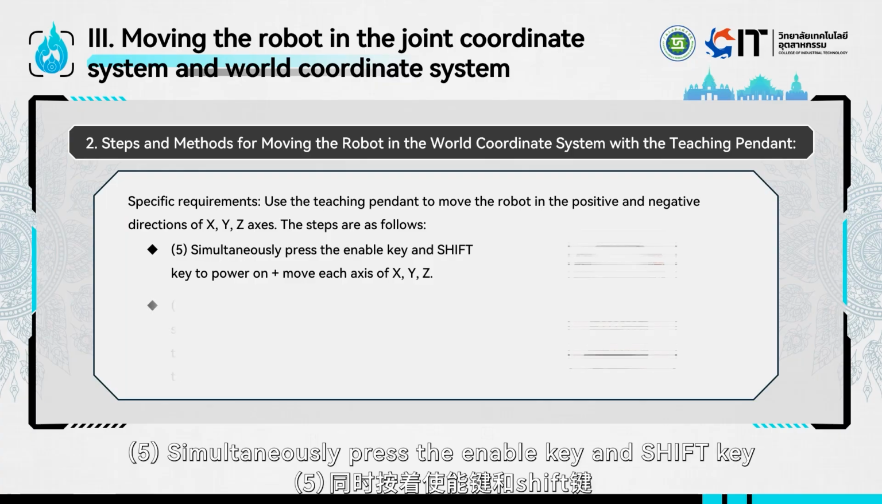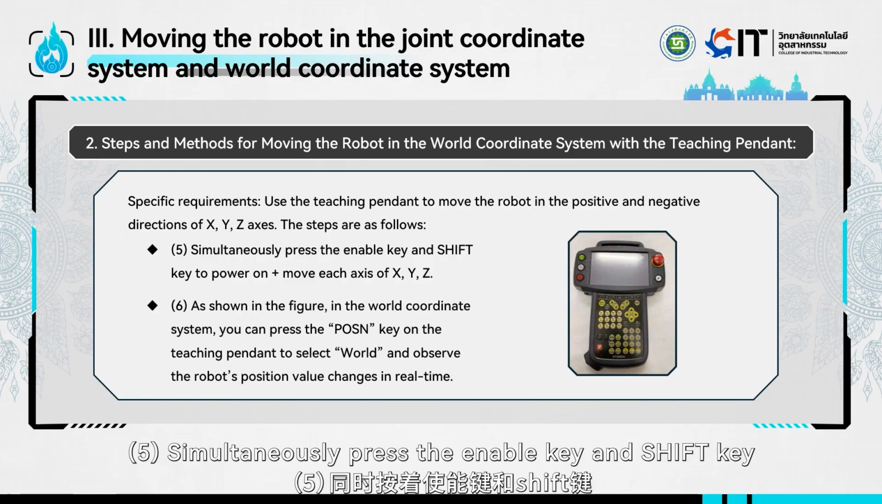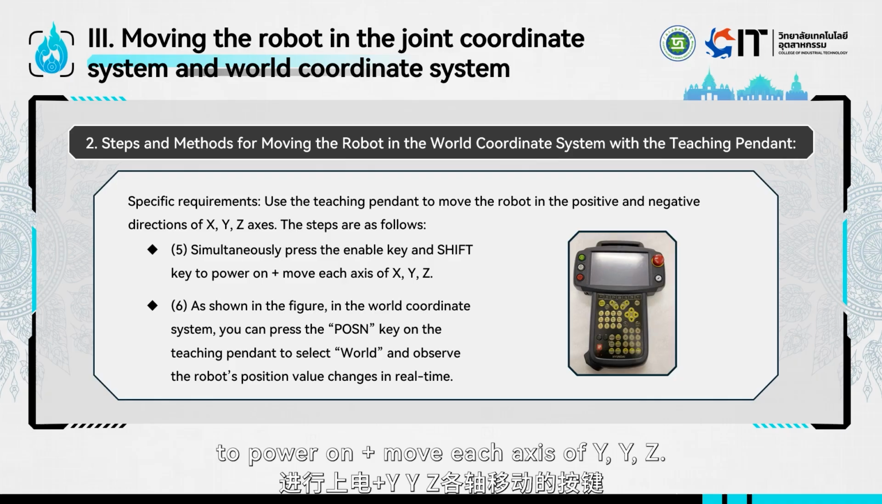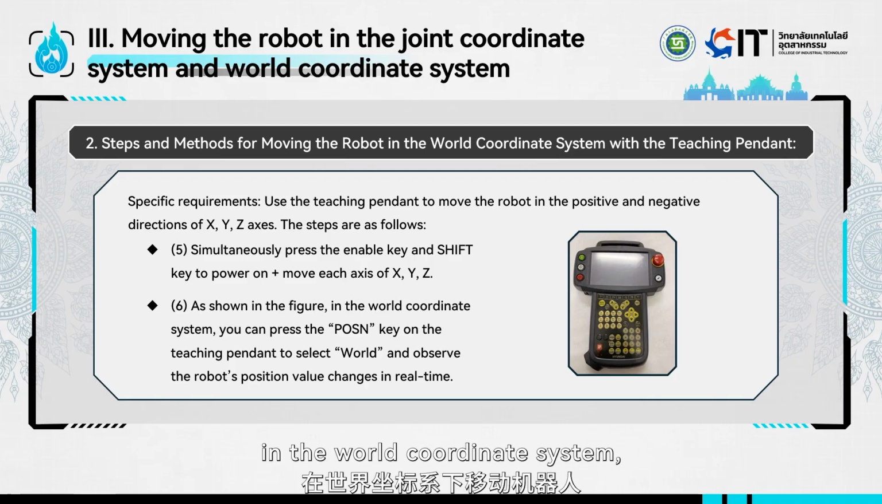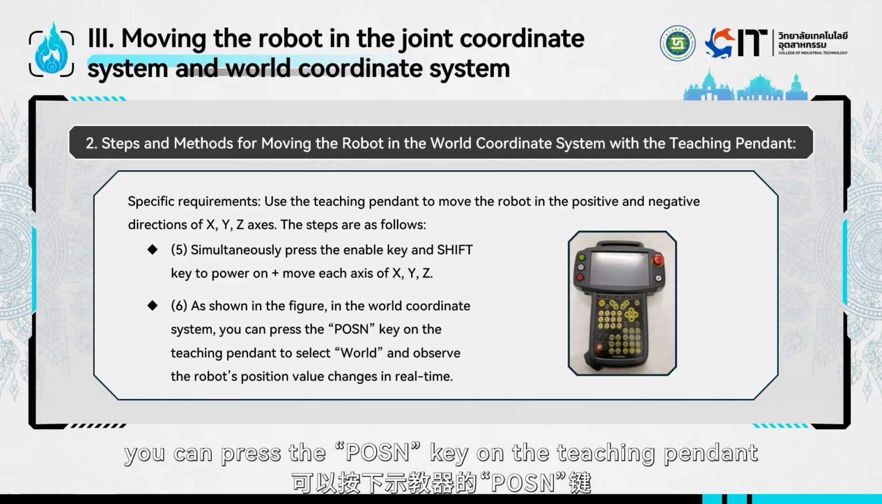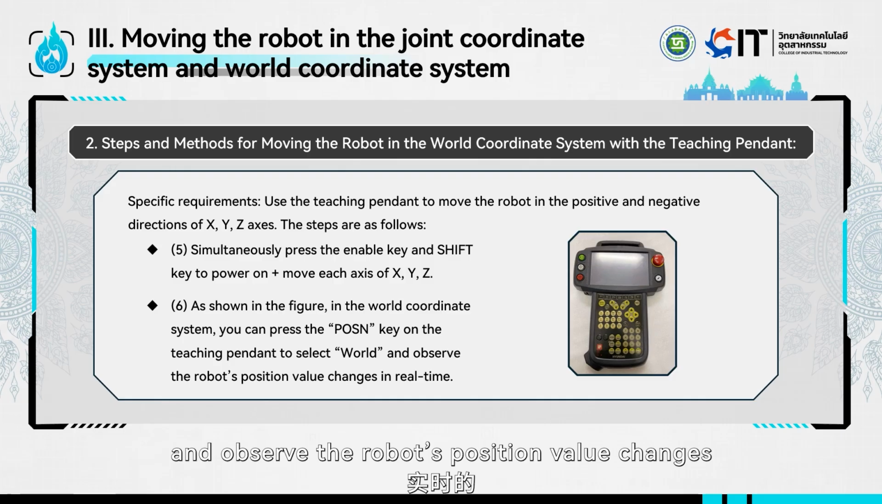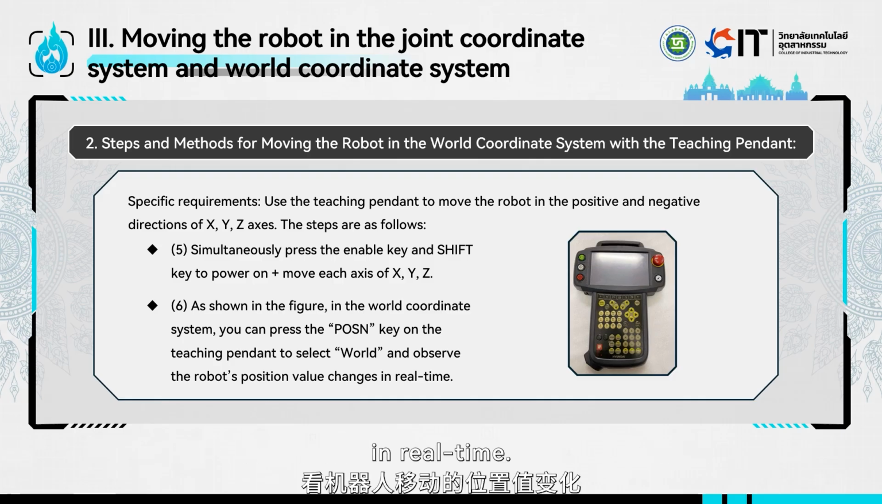5. Simultaneously press the enable key and shift key to power on plus move each axis of X, Y, Z. 6. As shown in the figure, in the world coordinate system, you can press the POSN key on the teaching pendant to select world, and observe the robot's position value changes in real time.